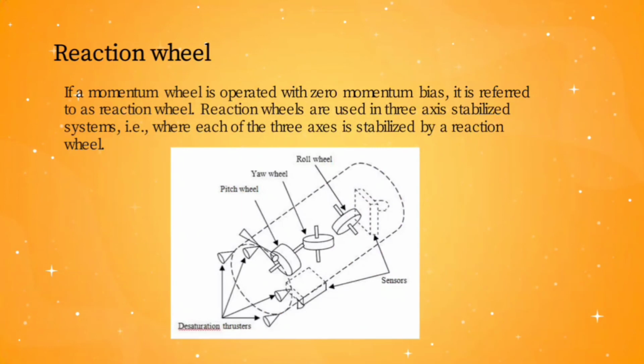Reaction wheel. If a momentum wheel is operated with zero momentum bias, it is referred to as reaction wheel. Reaction wheels are used in 3-axis stabilized systems, that is each and every axis. We know pitch axis, yaw axis and roll axis. So each axis will be stabilized by a reaction wheel in this method.